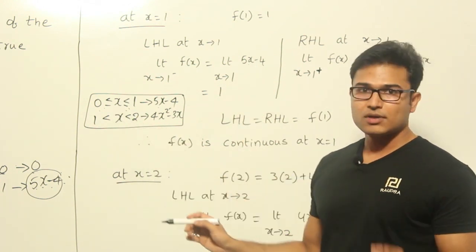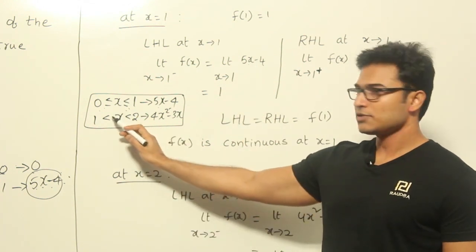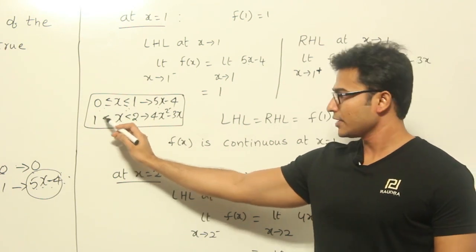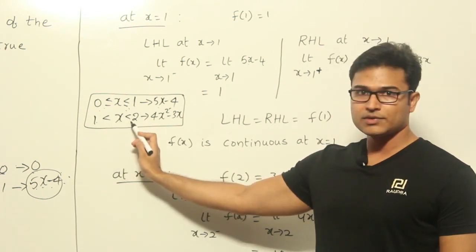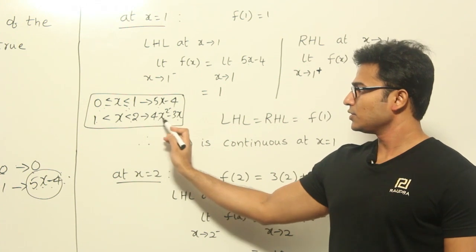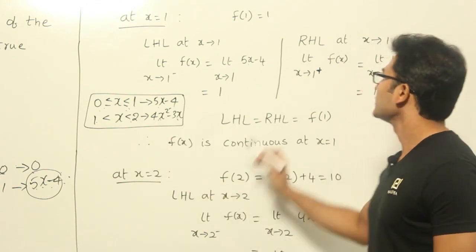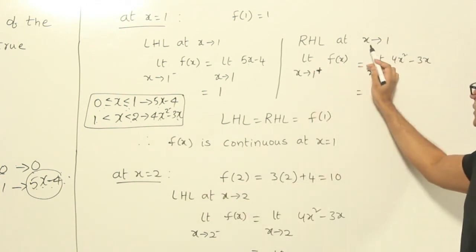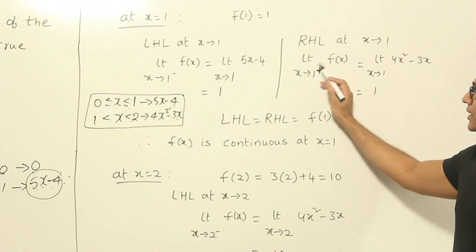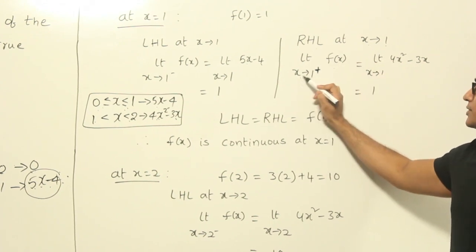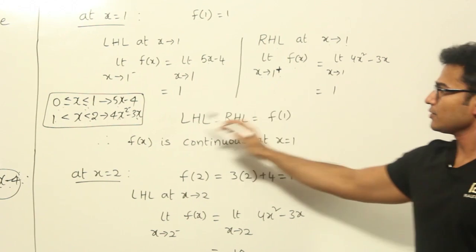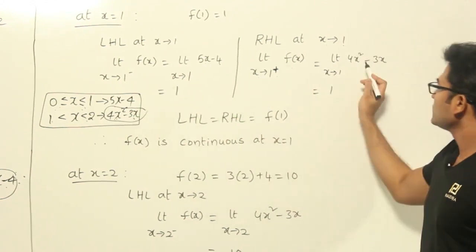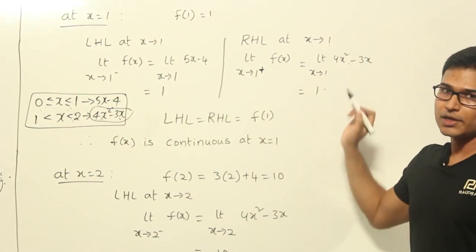I am going to get 1, right? And in order to find out the right hand limit, we have to find the function slightly greater than 1. So when x is slightly greater than 1, I am going to fall in this range. Therefore, the function we need to use is 4x square minus 3x, which means the right hand limit at x equal to 1 is nothing but slightly greater than 1, right? So limit x tends to 1 plus f of x is nothing but this function, and in this function I am substituting x equal to 1, I am getting 1.